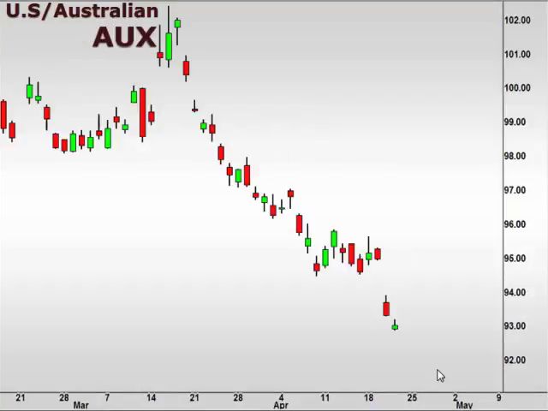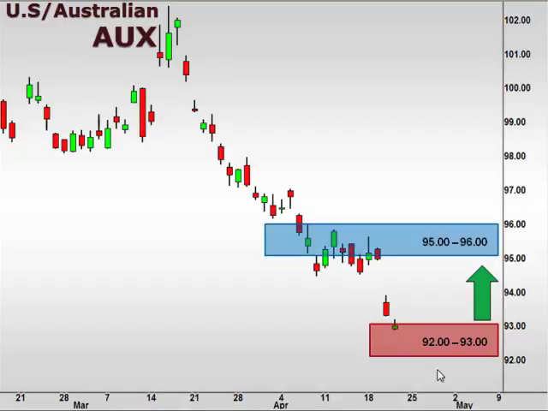Let's take a look at the US dollar versus the Australian dollar as seen here in the ISE FX Options pair value AUX. Well, the AUX tested the 92-93 focal zone here for support, and we should see a bounce here this week. However, this 95-96 focal zone now becomes a very important overhead resistance level. Until we see a break back above this 95 level, the path of least resistance continues to be to the downside.